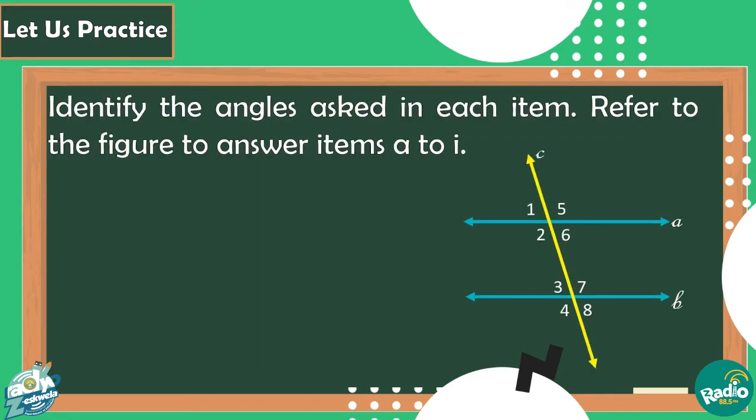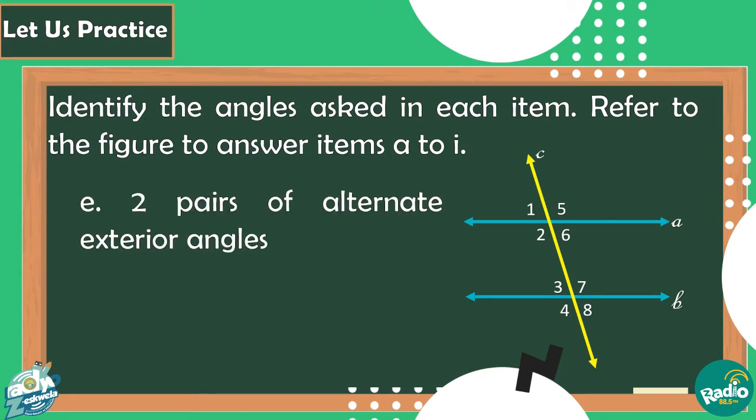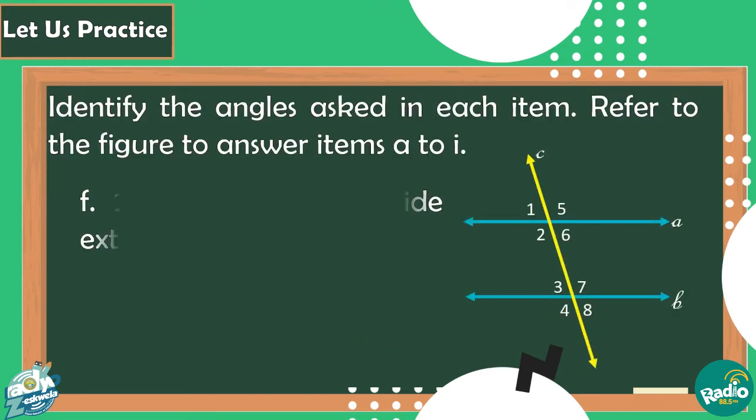How about for the letter E item? Give the 2 pairs of the alternate exterior angles. We have angle 1 and angle 8. We also have angle 4 and angle 5.